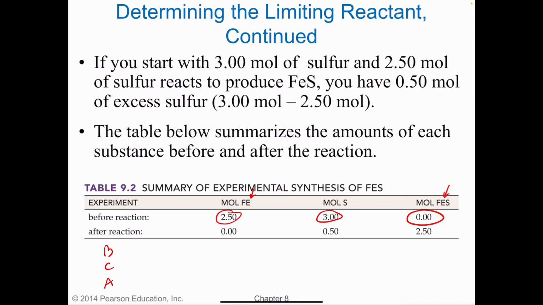Now, afterwards, if the iron is the limiting reactant, then that means we're using up all of it. So there's none left. We ran out. But the sulfur, we used up 2.5 moles. So 3.00 minus 2.5 is 0.50. So this 0.5, that's how much is left over. And then we make that same amount of iron sulfide. So we make 2.5 moles of the iron sulfide.